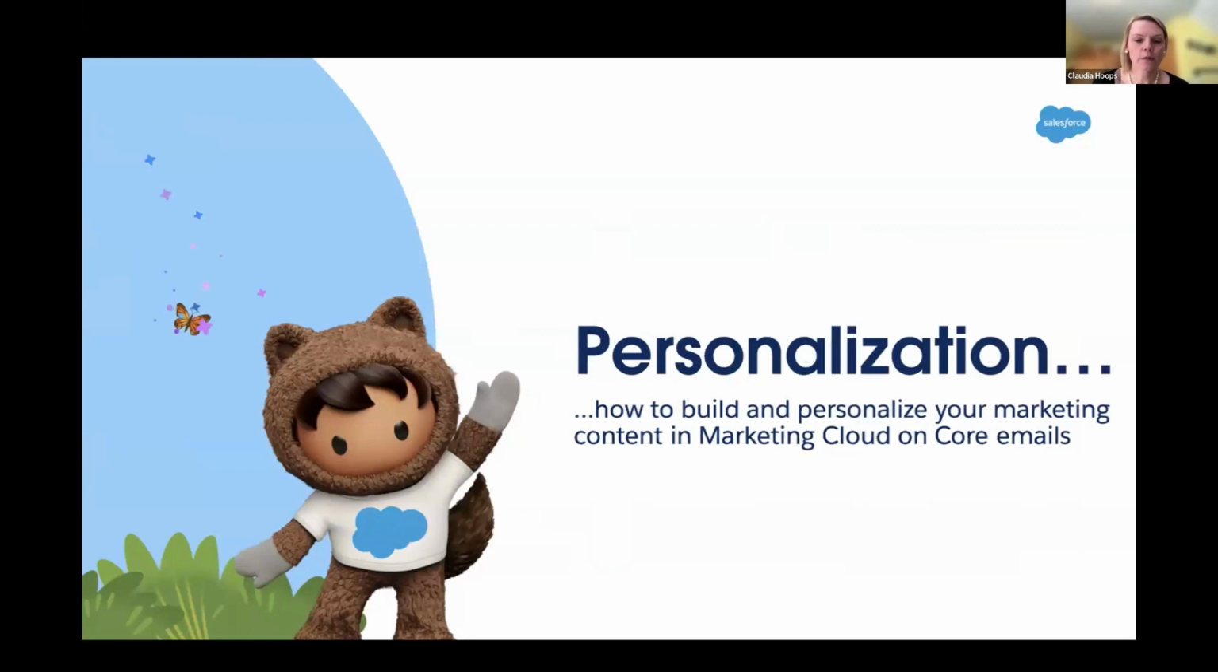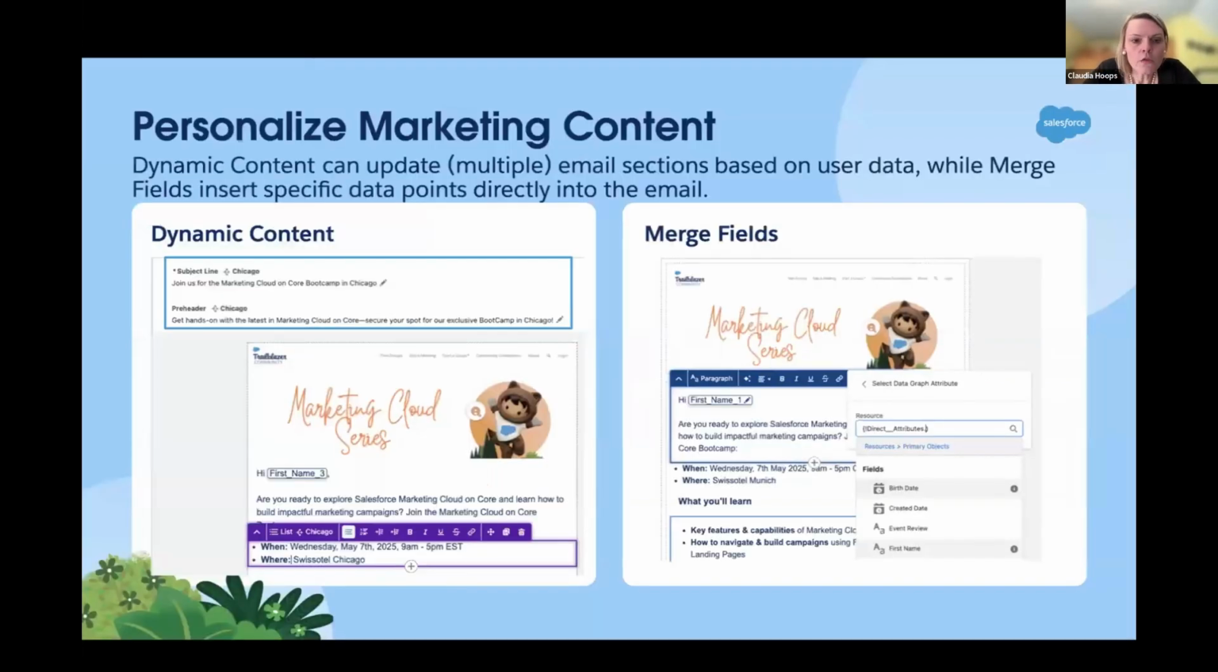now I would like to talk a little bit more about personalization, how you can build and personalize your marketing content in Marketing Cloud on Core emails. So you have two different ways you can do that. We have dynamic content, where you can update, if you wish, also multiple email sections based on your user data. And we can add in merge fields. With the merge fields, again, the data graph becomes really important.